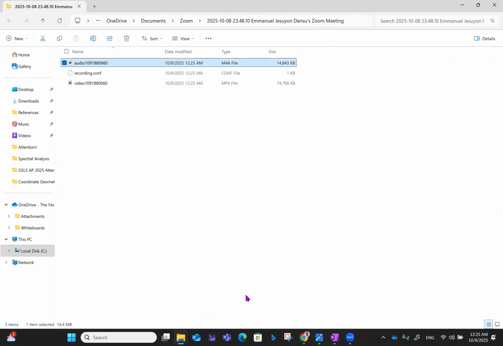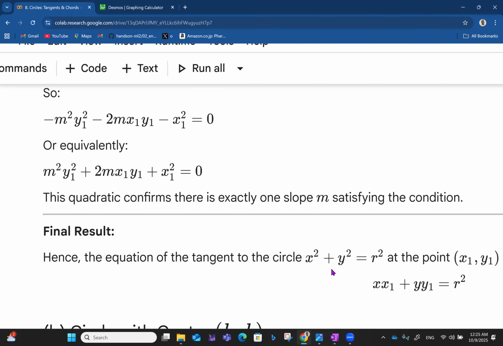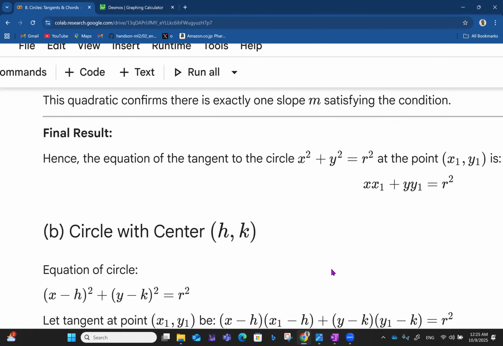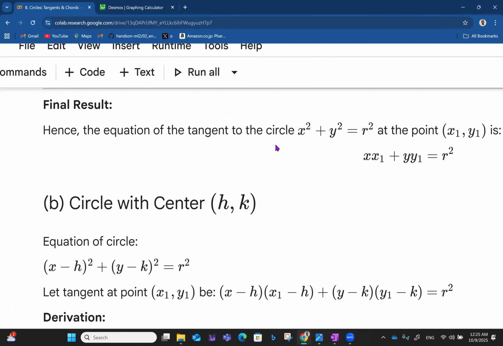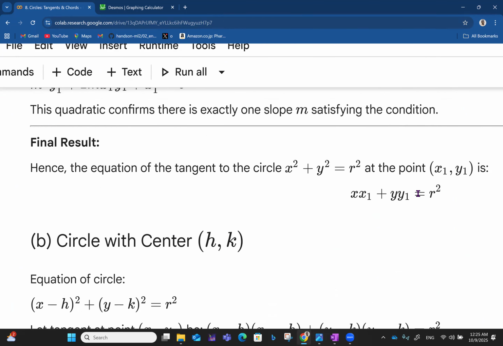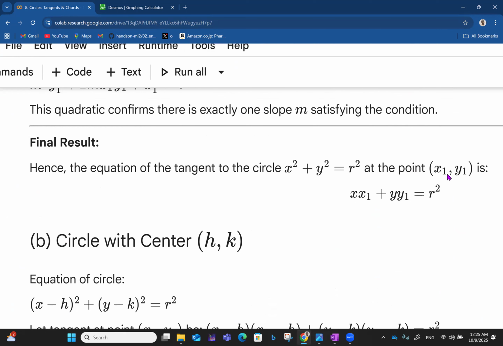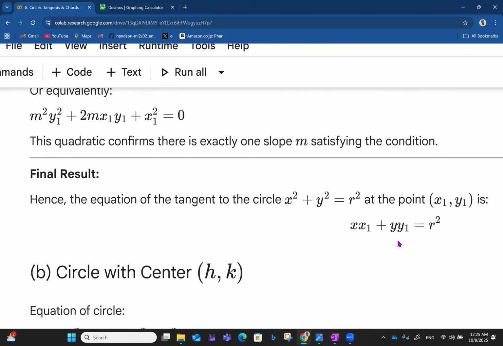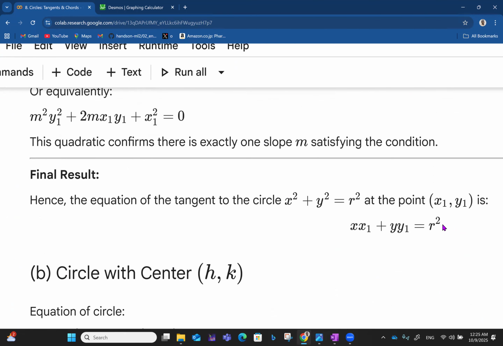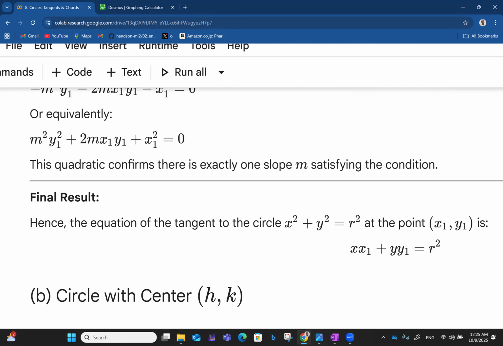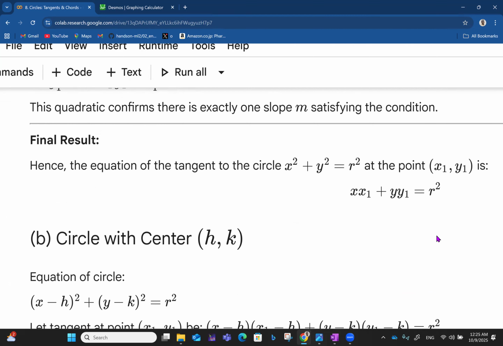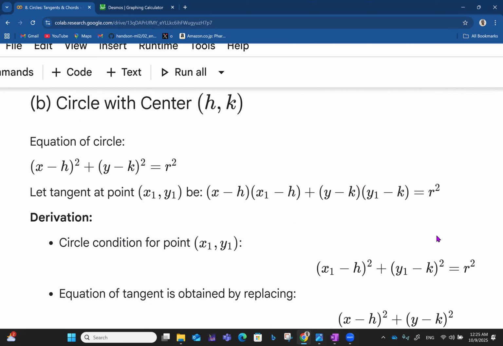So in that case, we get our final result. Hence the equation of the tangent to the circle x squared plus y squared equals r squared at the point (x1, y1) is x x1 plus y y1 equals r squared. So we're going to get a set of x1, y1 from here that satisfies this equation perfectly, and that is equal to r squared. Okay, that's how to derive that. We should do some work with that.